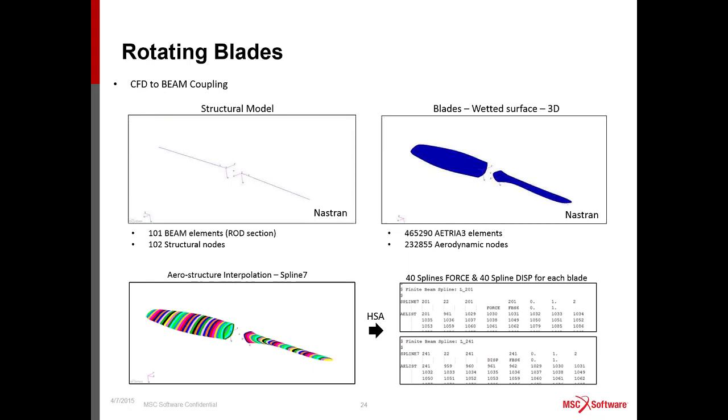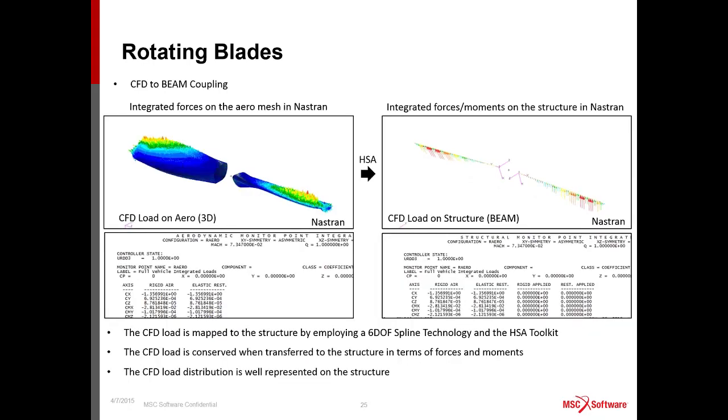The first task was to properly transfer the CFD load to the structure, and afterwards get back the nonlinear structural deformation and send this information back to the aerodynamic code. We use the toolkit in order to perform the spline interpolation. We use spline 7, and in this case 40 patches. This means 40 splines for each blade, in order to reduce the runtime, as I'm going to show you later on. So have a look first of all at the integrated forces on the aerodynamic mesh into Nastran.